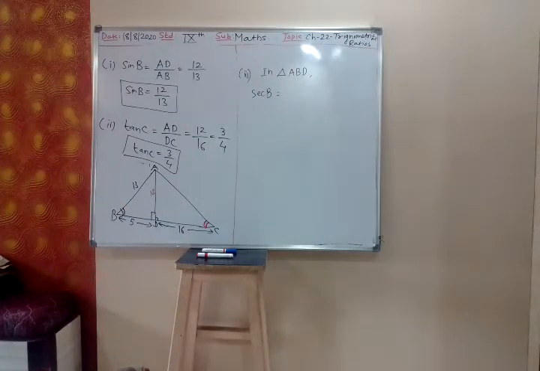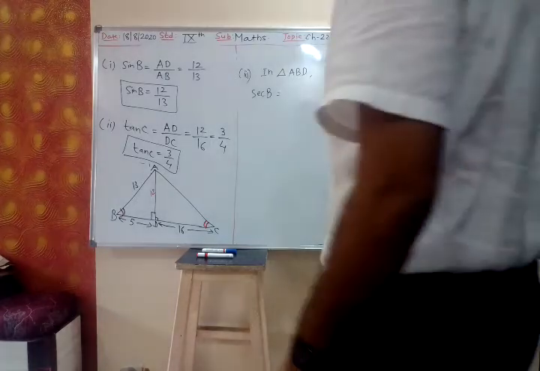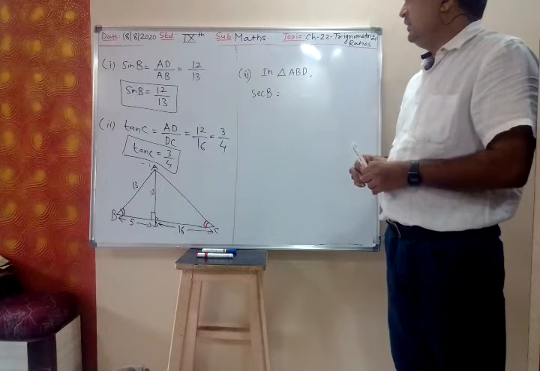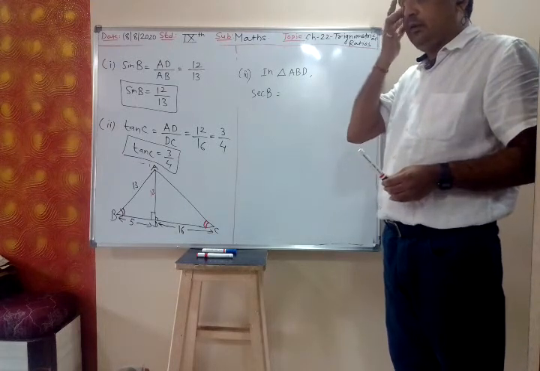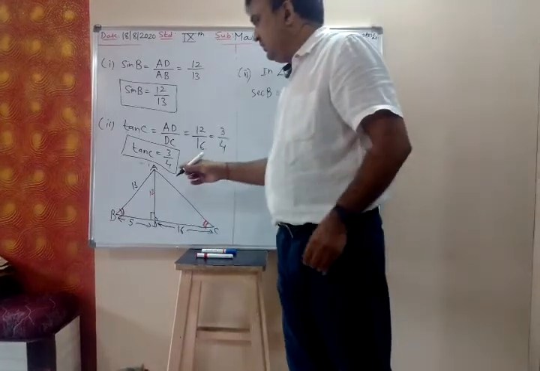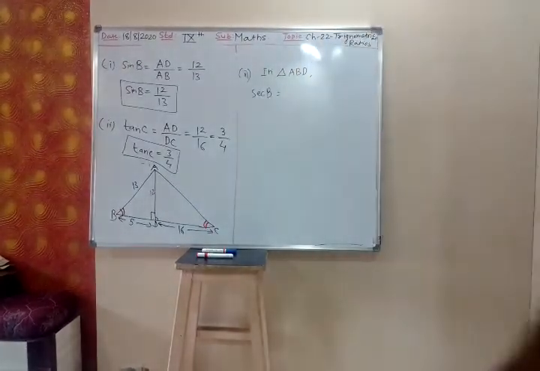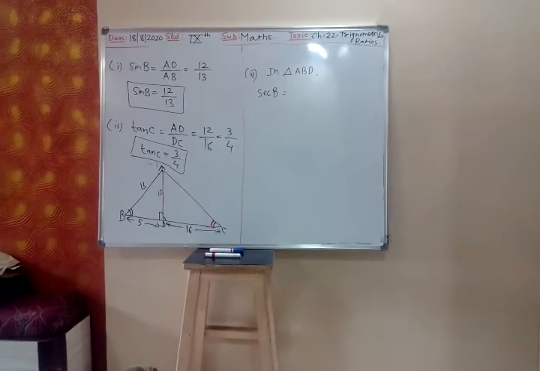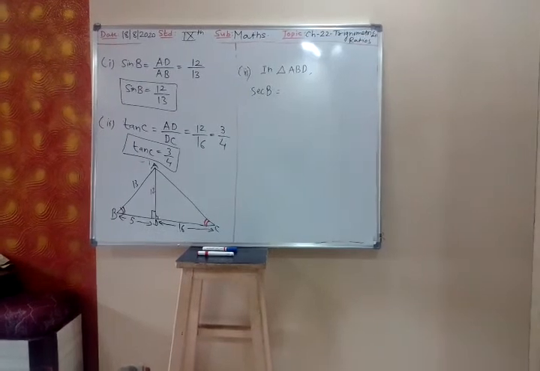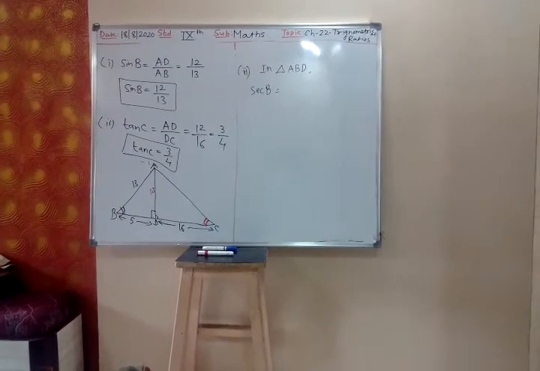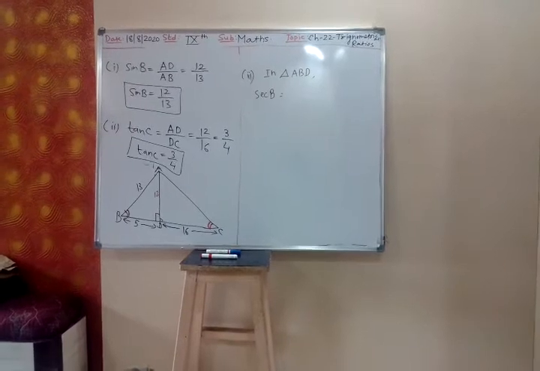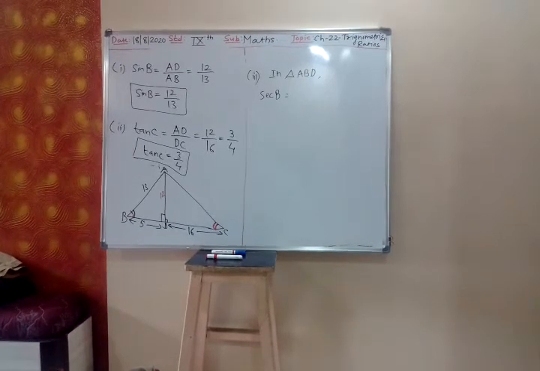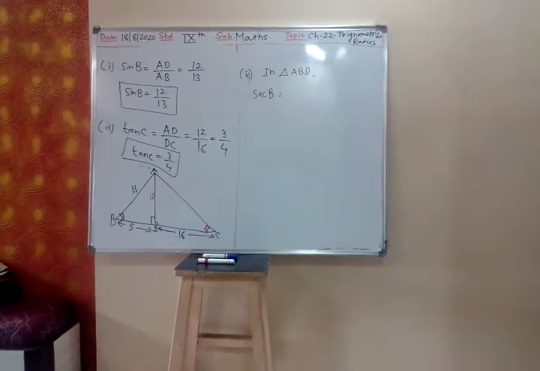Yes, find sec B. What is sec? Reciprocal of cos. Sec is reciprocal of cos, so that will be hypotenuse upon adjacent, or hypotenuse upon base. Both are the same. Hypotenuse upon base.